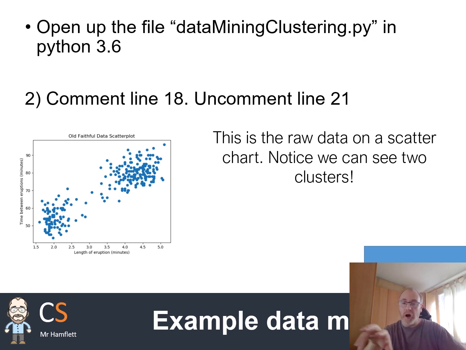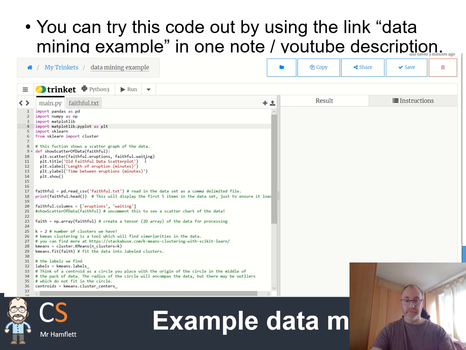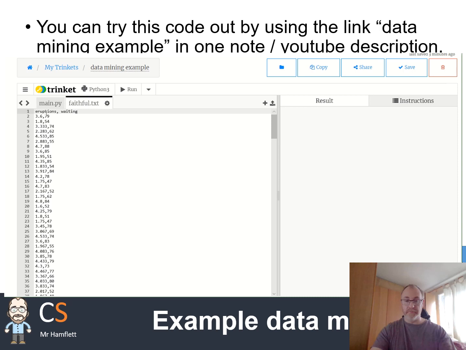So I've included the link to this code I'm about to show you on the internet as well, on YouTube and OneNote, and you can have a go at the following. If you comment line 18 and uncomment line 21 on the code when you see it, you should see a scatter chart. And the scatter chart will look like this. So this is an example of data mining where we're basically trying to predict trends in a bunch of data. The data we are going to use is here, and it's essentially showing the eruptions, how long an eruption lasts for, and how long it waits until the next eruption.